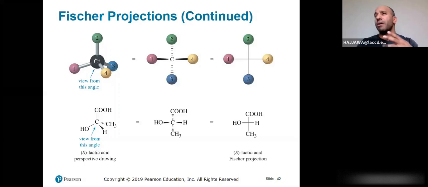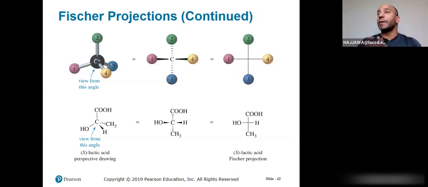So the 4 scenarios, and let me remind you here with the 4 scenarios of the 3D, and then I will mention the 4 scenarios of the Fischer projection. The 4 scenarios for the 3D: clockwise, fourth group is away, that's an R. Counterclockwise, fourth group is towards, that's an R. Counterclockwise, fourth group is away, that's an S. Clockwise, fourth group is towards, that's an S as well. That's if I'm dealing with a 3D configuration, 3D chemical formula.